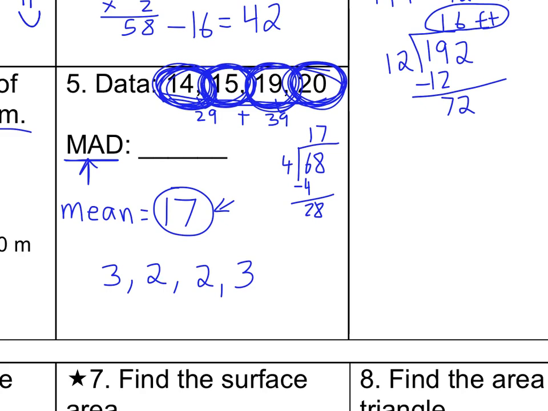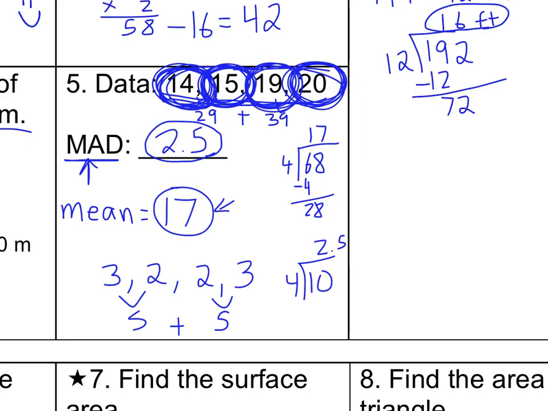And now we're just going to find the mean of these. So we're going to add those together, which is 10. And then we're going to do 10 divided by 4, because there's 4 numbers, and that's going to give us 2.5. So our mean absolute deviation is 2.5.